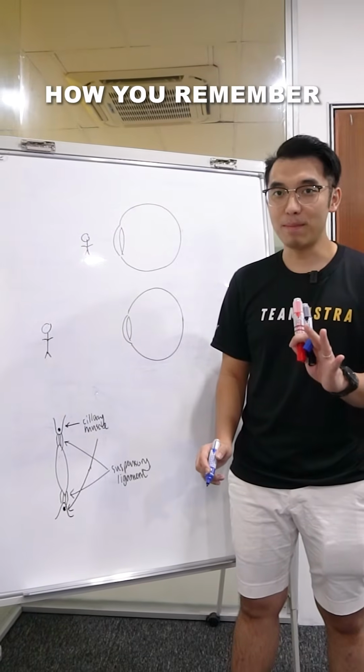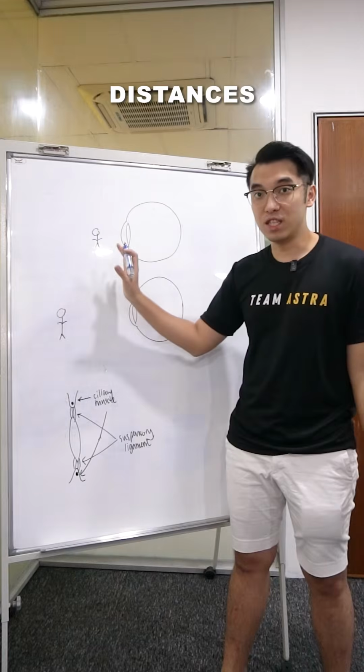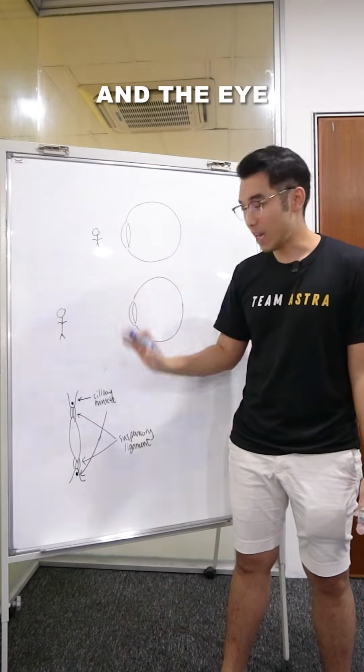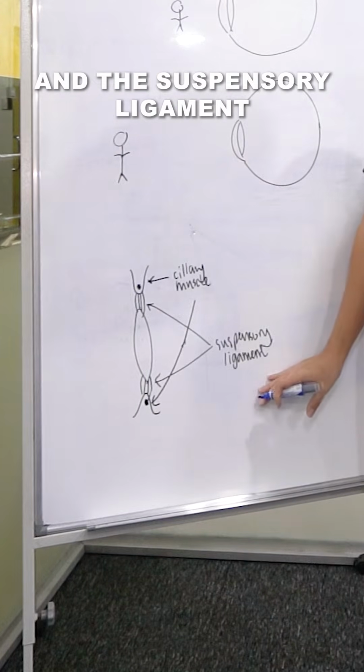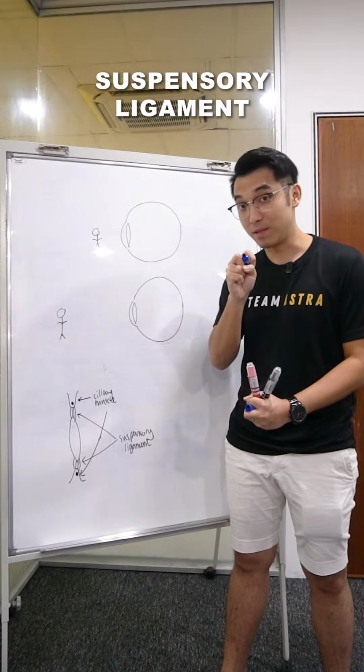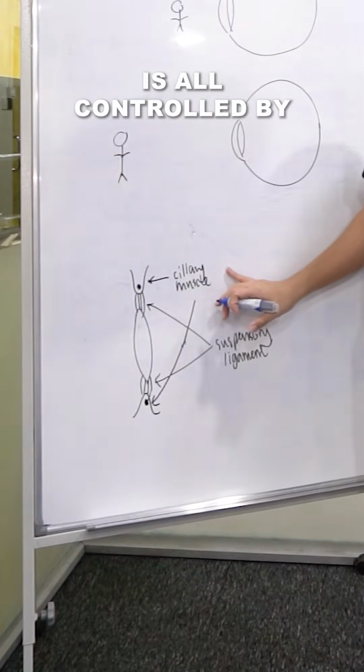Now this is how you remember the accommodation of the eye. Before we look at the distances between the object and the eye, I want you to know these two things: the ciliary muscles and the suspensory ligament. The one that holds onto the lens is called the suspensory ligament, and the thickness of the lens is controlled by the ciliary muscles.